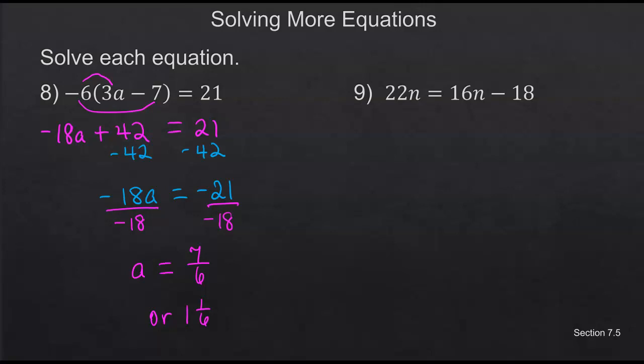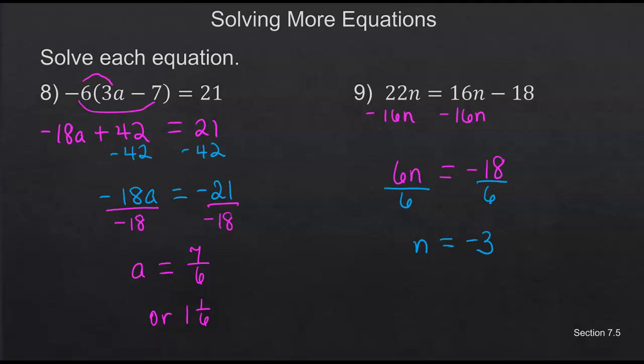Notice on number 9, we have variables on both sides. So we need variables together on one side. Like terms have to be together. So here we subtract 16n. It's going to leave me with 6n equals negative 18. Since it's 6 times n, we divide to solve. And n is negative 3.